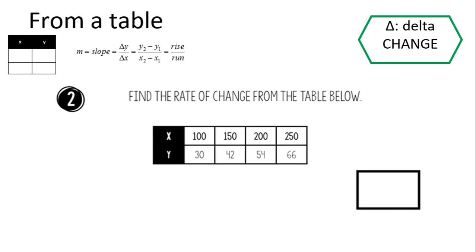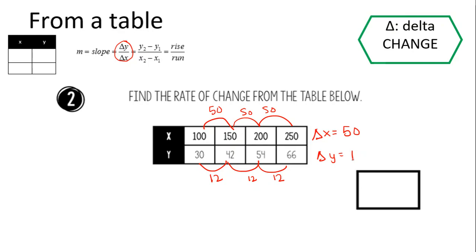All right, our next question, from a table again. We're still using delta y, delta x, because it's change of y over change of x. My change of x is equal to, I'm going to go up 50. So this is going positive 50. I'm double checking that all of these go up by 50, and they do. So my change of x is 50. My change of y: 30 to 42 is 12. 42 to 54 is 12. I'm just subtracting. 66 minus 54, again, is 12. So my change of y is positive 12 because they're going up.